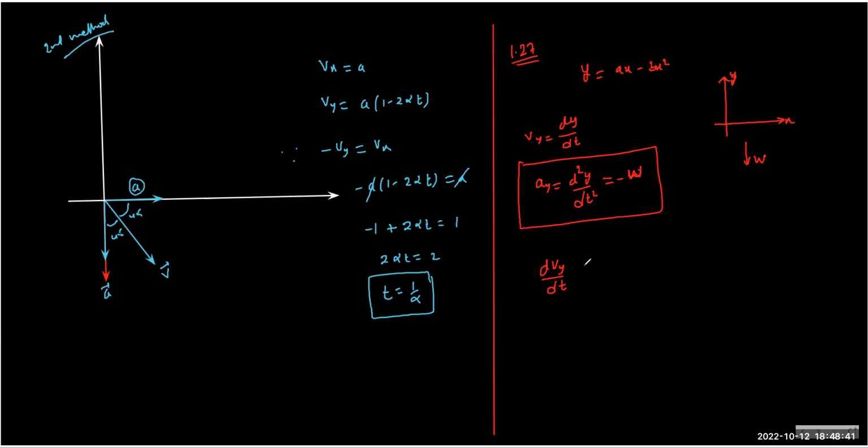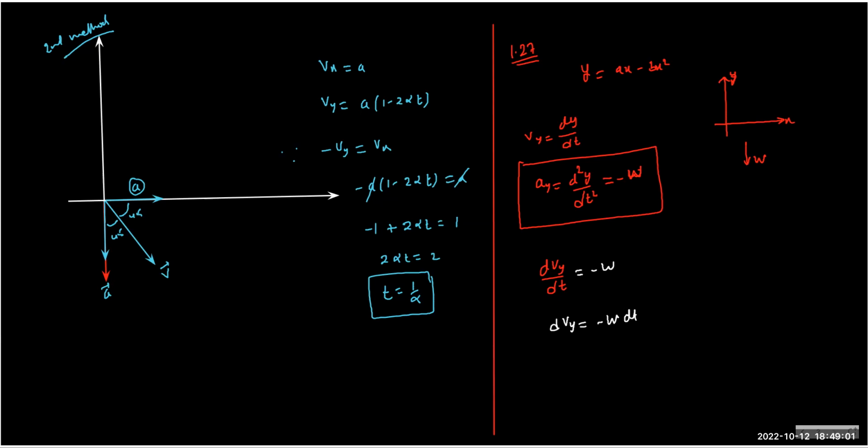So now, let me solve it for the rest of you. So dv by dt of Vy is... To find the velocity, you need Vx and Vy both, right? You need Vx and Vy both. So dVy is how much?